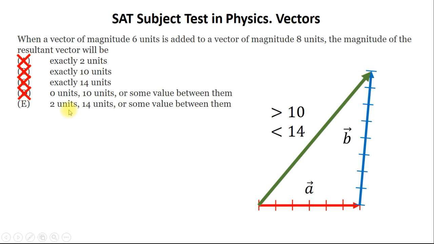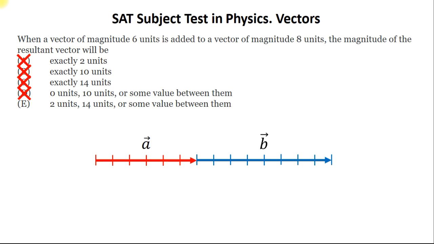What about the last choice? 2 units, 14 units, or some value between them? That is exactly right. The greatest value a resultant vector can have is when both vectors point in the same direction. In this case, the angle is 0, and the magnitudes of the two vectors can be directly added. 6 units plus 8 units equals 14 units.